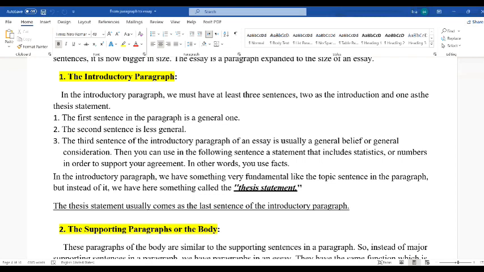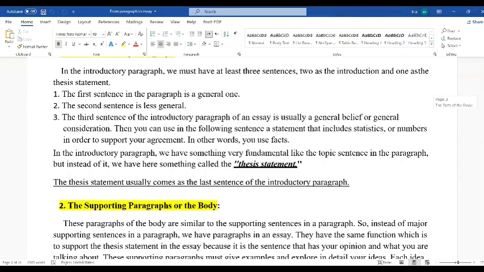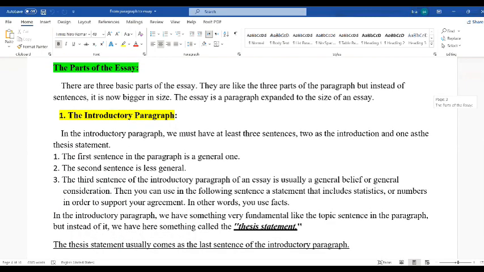Okay, thank you, Asala. So we were talking, for Asala and Ihab because they just joined us, about the parts of the essay, and we said that the parts of the essay are similar to the parts of the paragraph. But instead of sentences in the paragraph, we have something bigger in size. So instead of sentences in the paragraph, we have paragraphs in the essay.